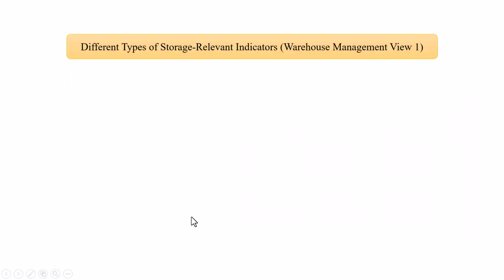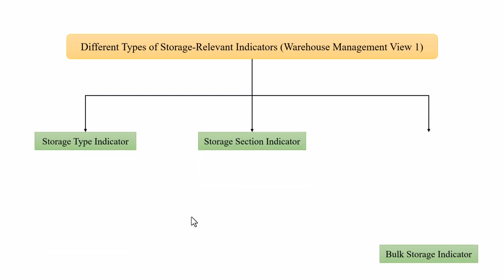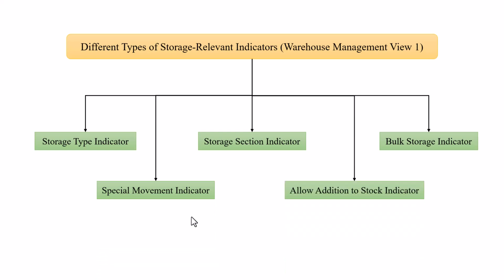Next, what are the different types of indicators available in warehouse management? First is the storage type indicator, then the storage section indicator, bulk storage indicator, special movement indicator, allow addition to stock indicator, and two-step picking indicator. So these are the 6 indicators that are available in warehouse management when we are talking about the storage process. Let's understand each indicator separately.